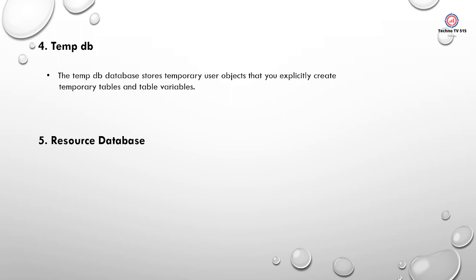And next, resource database. Resource database is a read-only database that contains all the system objects that are included with SQL Server. It is a hidden database. We cannot see it physically in SQL Server. And we cannot drop the database, we cannot set it offline, we cannot rename it, and we cannot change the owner for the system databases. These things can be done for user databases.